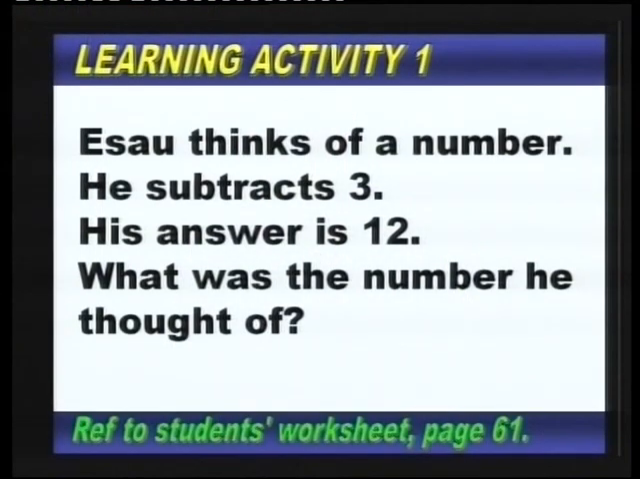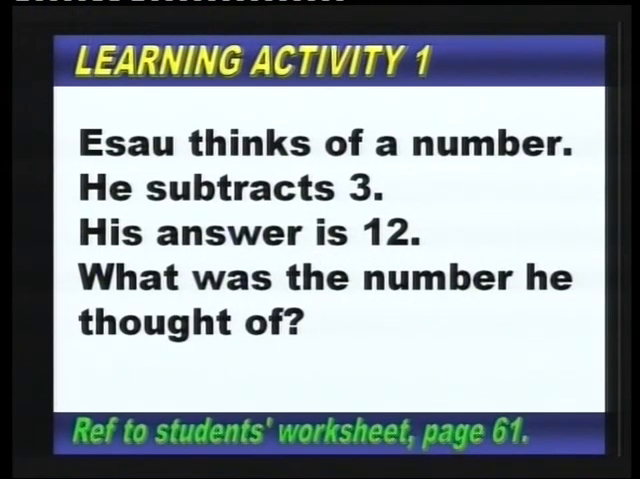It reads, Esau thinks of a number. Receiving students and 7Es, Esau thinks of a number, and that number we don't know. He subtracts 3. His answer is 12. What was the number that he thought of? Here we have a problem.